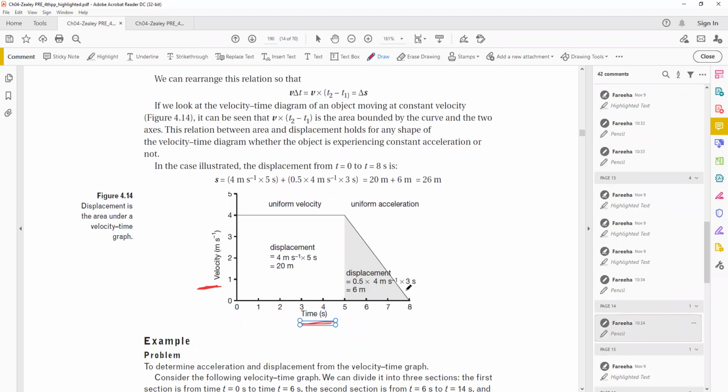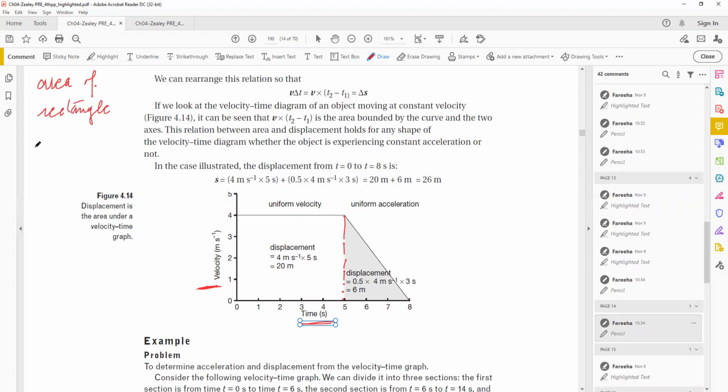Now, this is the shape that you have under the graph. It will be easy if you divide it into 2 parts. One part is here and one part is here. They've shown it with different shading. The first part represents a rectangle and the second part represents a triangle. So the area of a rectangle is equal to, what's the formula for the area of a rectangle?